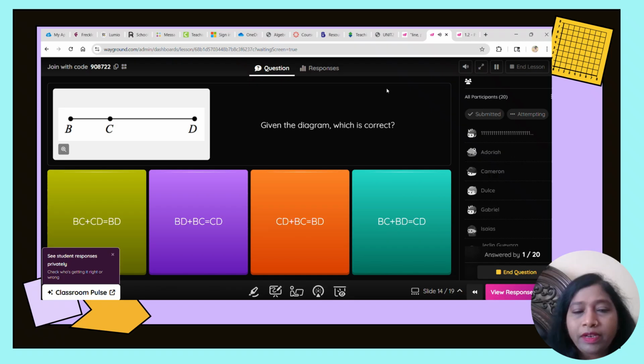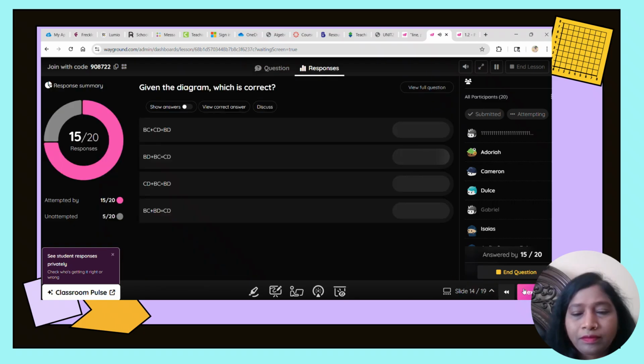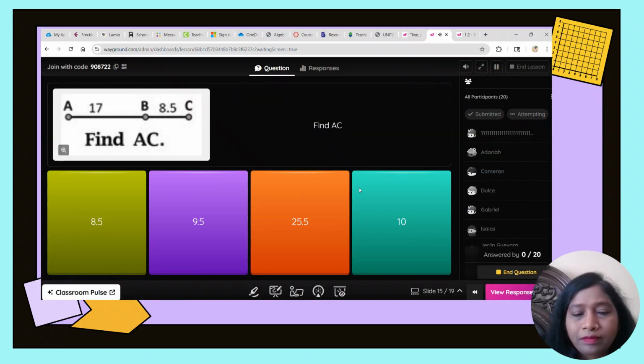Give the diagram which is correct. Now BD equals CB plus CD. Different rays, opposite sides. CB equals CD. BC plus CD equals BD. It's complete BD, right? You need to add BC plus CD. Okay, let's go. What do you do to find AC?